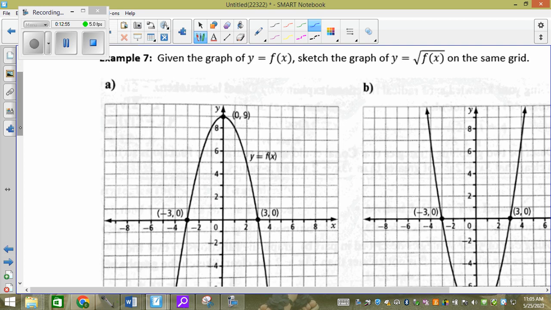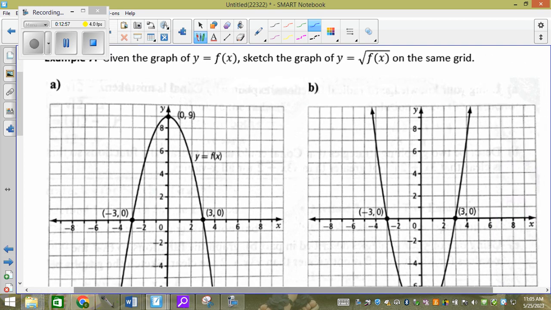So, instead of giving you the equation, I actually give you the graph. I say, given the graph of y equals f of x, I want you to now sketch the graph of y equals root f of x on the same grid. Every single person is putting down their pencils and pens. You're finding example 7 and you are listening.